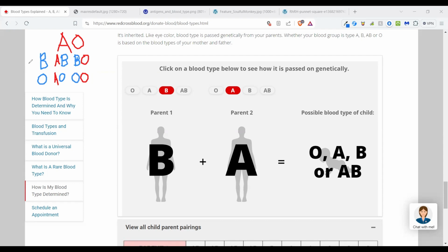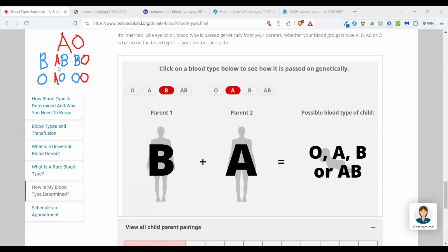So we've discussed here that O is recessive. So that's why if your genotype is AO, your phenotype is still A, because A is dominant to O. And similarly with B, B is dominant to O. So the genotype of BO creates the phenotype of B, blood type of B.